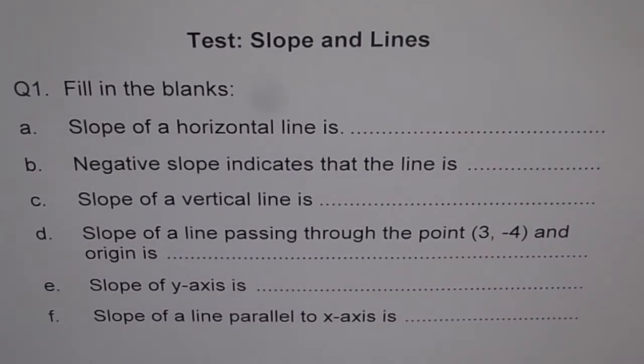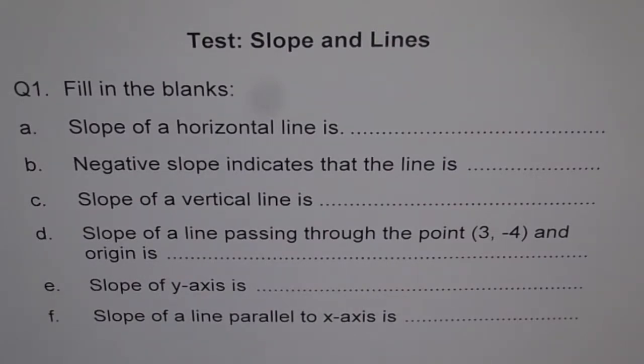Question 1. Fill in the blanks. A. Slope of a horizontal line is B. Negative slope indicates that the line is C. Slope of a vertical line is D. Slope of a line passing through point 3, minus 4 and origin is. Slope of y-axis is. Slope of a line parallel to x-axis is what? So basically that gives you a picture of lines on the Cartesian plane. Now write down your answers. Here are my solutions.